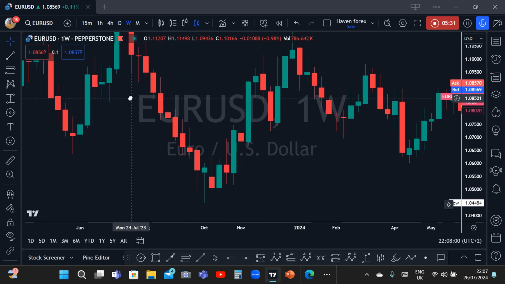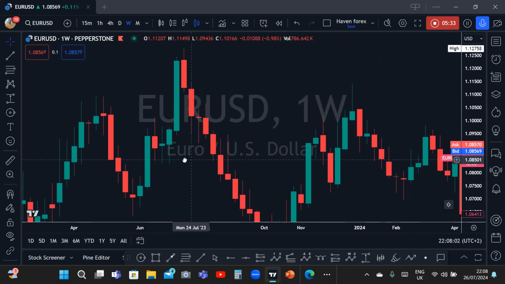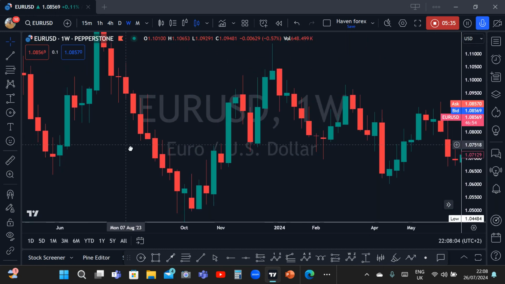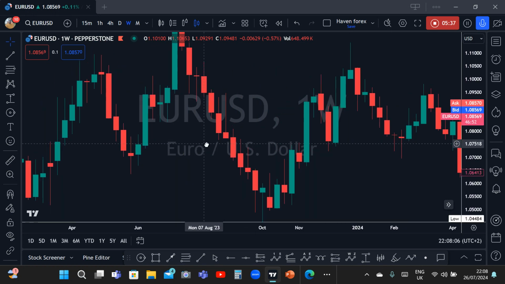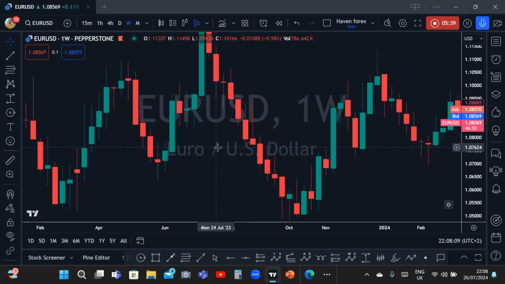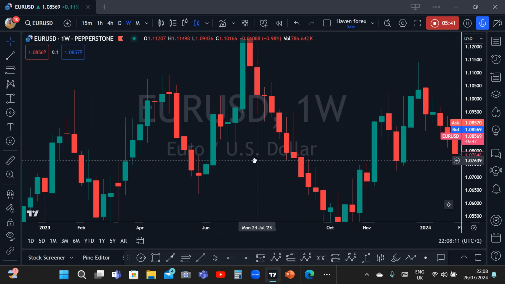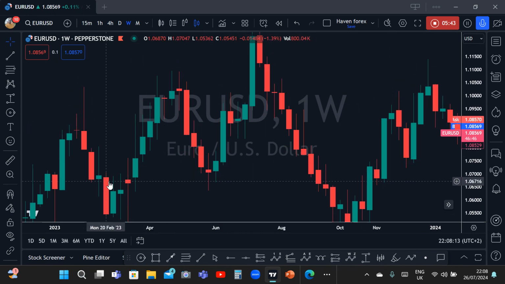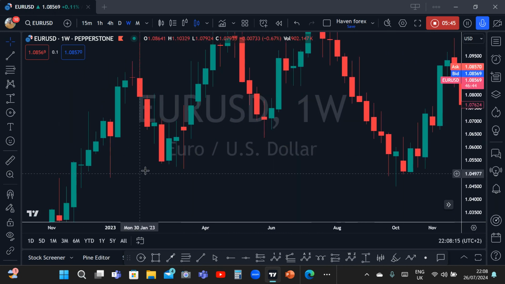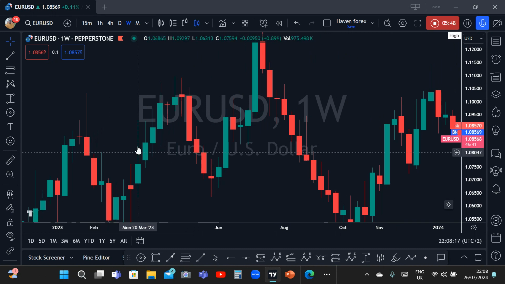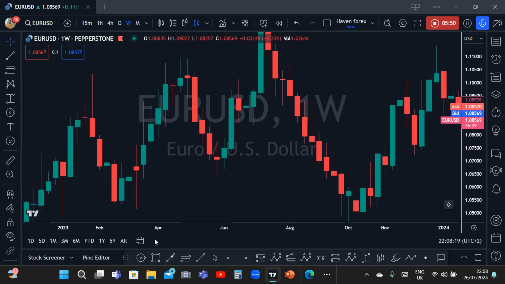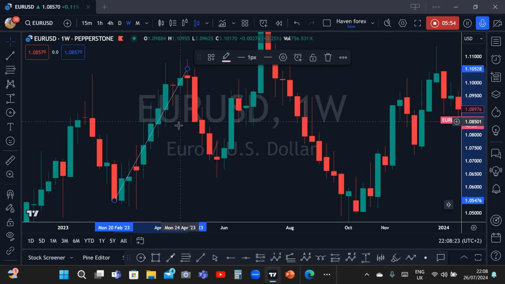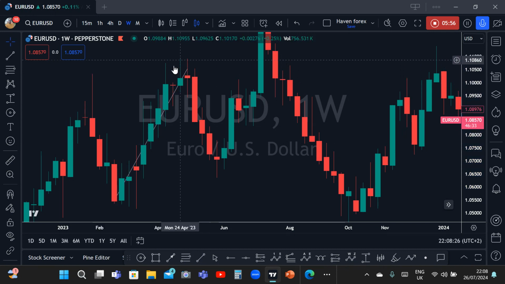So that is it. Now, the other one is what we call the evening star, and it's the opposite. Where does that one appear? At the end of a bullish trend. This is a bullish trend. Let me just quickly show us. This is a bullish trend. Now it has come to this level.